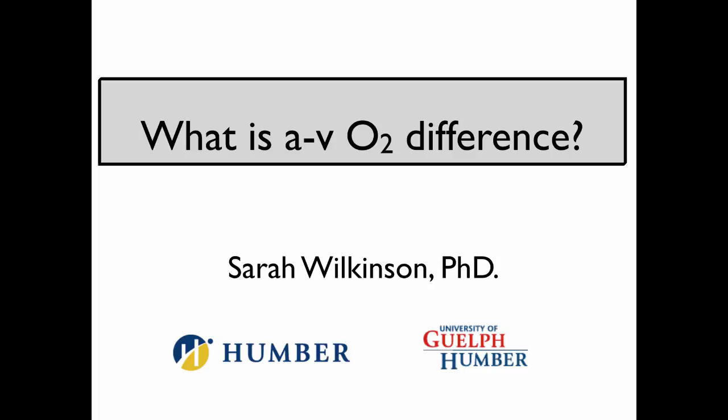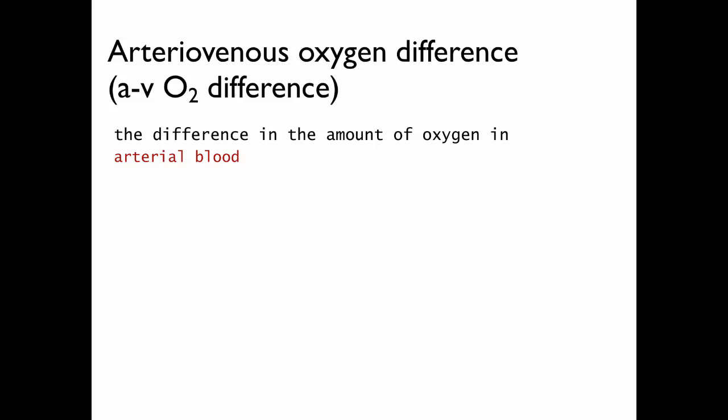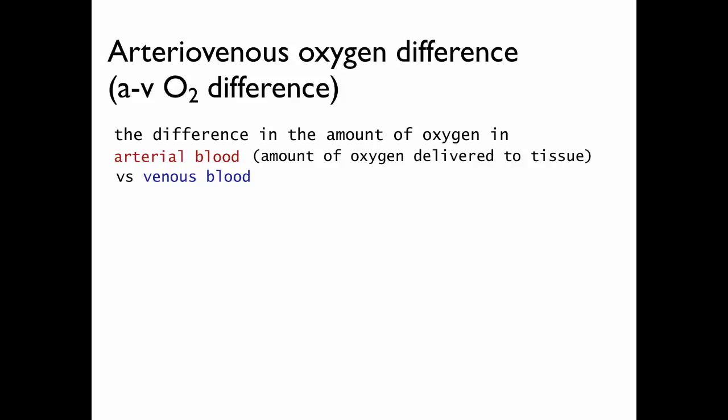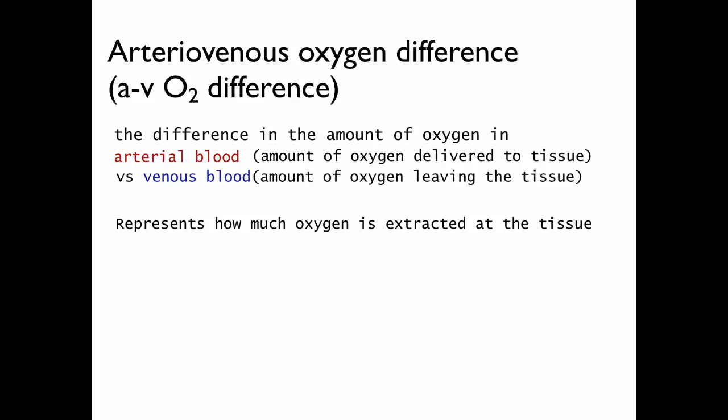In this video, I'm going to discuss what the AVO2 difference is. The AVO2 difference is short form for the arteriovenous oxygen difference. This is the difference in the amount of oxygen in the arterial blood compared to the venous blood. So we could say it's the difference in the amount of oxygen delivered to the tissue compared to the amount of oxygen leaving the tissue. And really what it tells us is how much oxygen is extracted at the tissue.